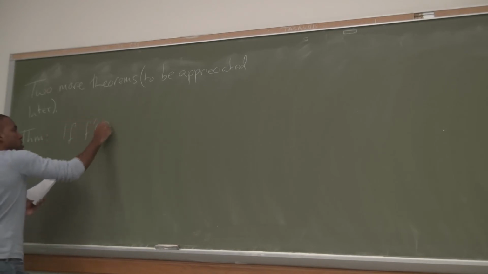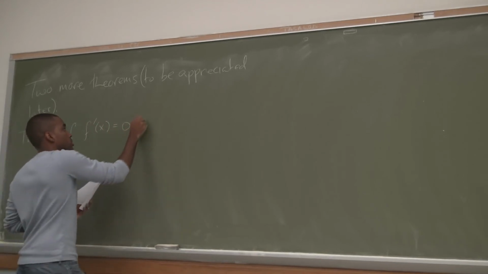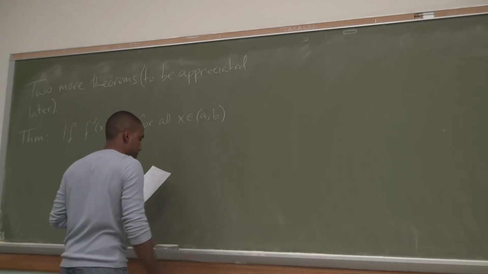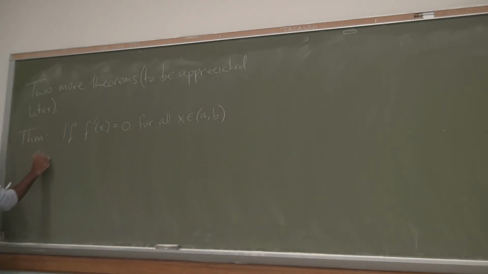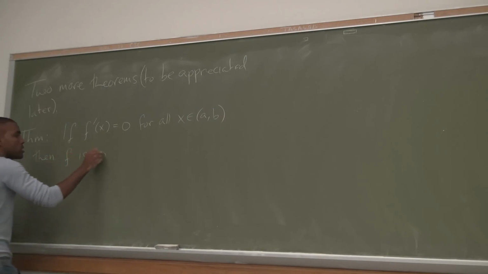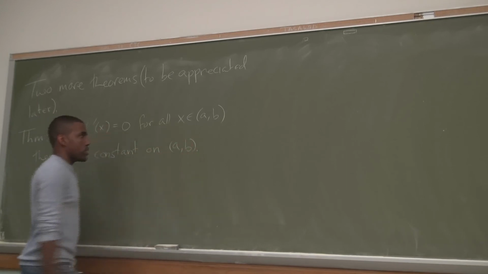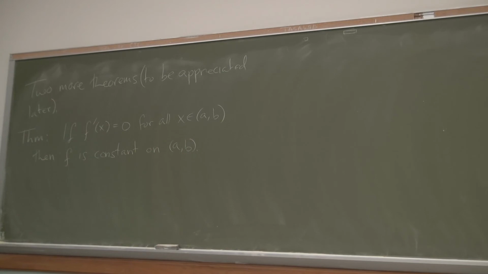If f prime of x equals 0 for all x in some interval a, b, then f is constant on a, b. If your derivative is always 0 for every point in an interval, it means your function is constant on that interval. It's just a horizontal line. That's a very important theorem. And later on, we can phrase this in language that the antiderivative of 0 will be a constant. And you'll see what that means.